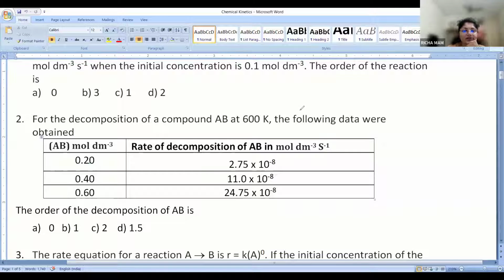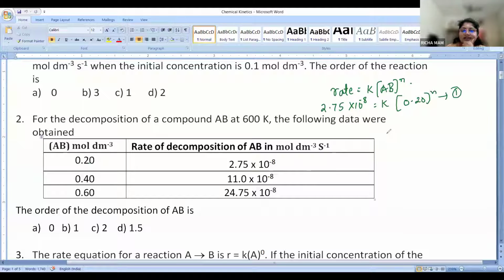Okay, so again here we have three rate equations. Just now we saw the rate is given as k into concentration of AB raised to n. So let us write the rate of all three. 2.75 into 10 raised to minus 8 is equal to k into 0.20 raised to n. So this is the first rate equation.